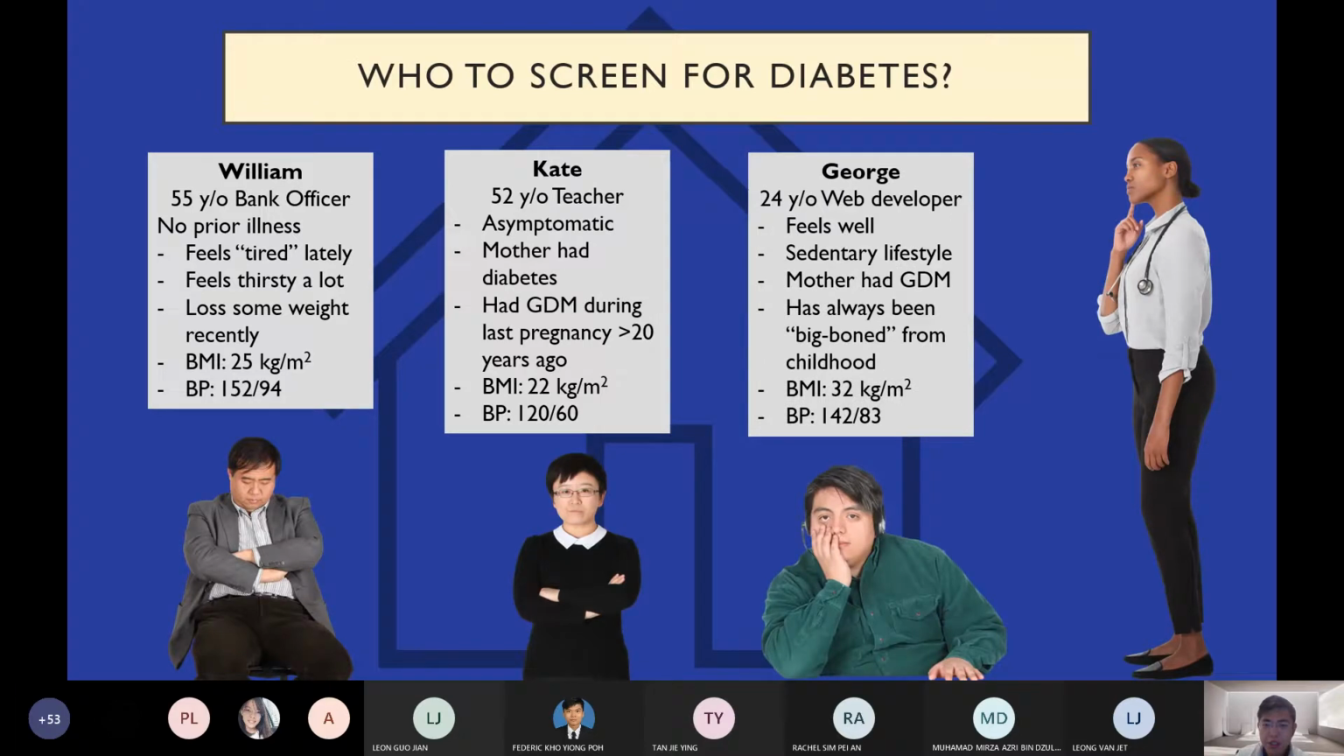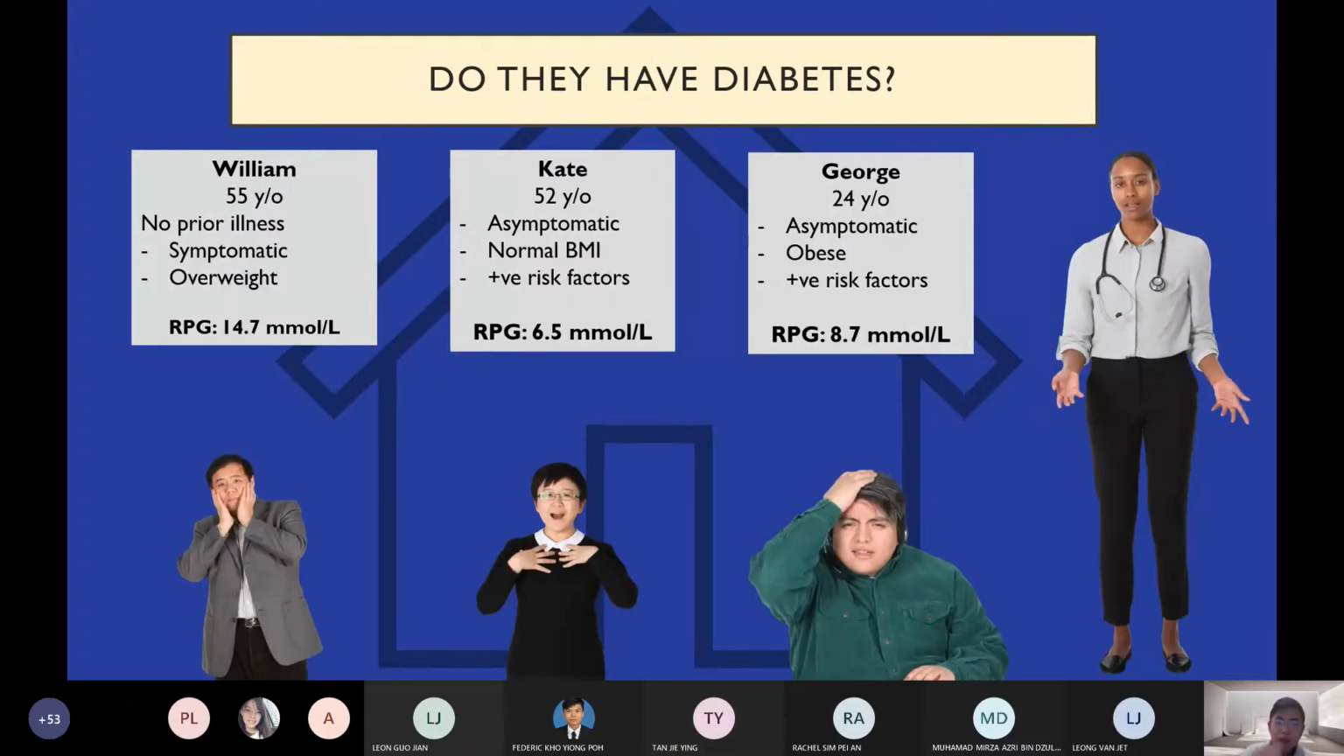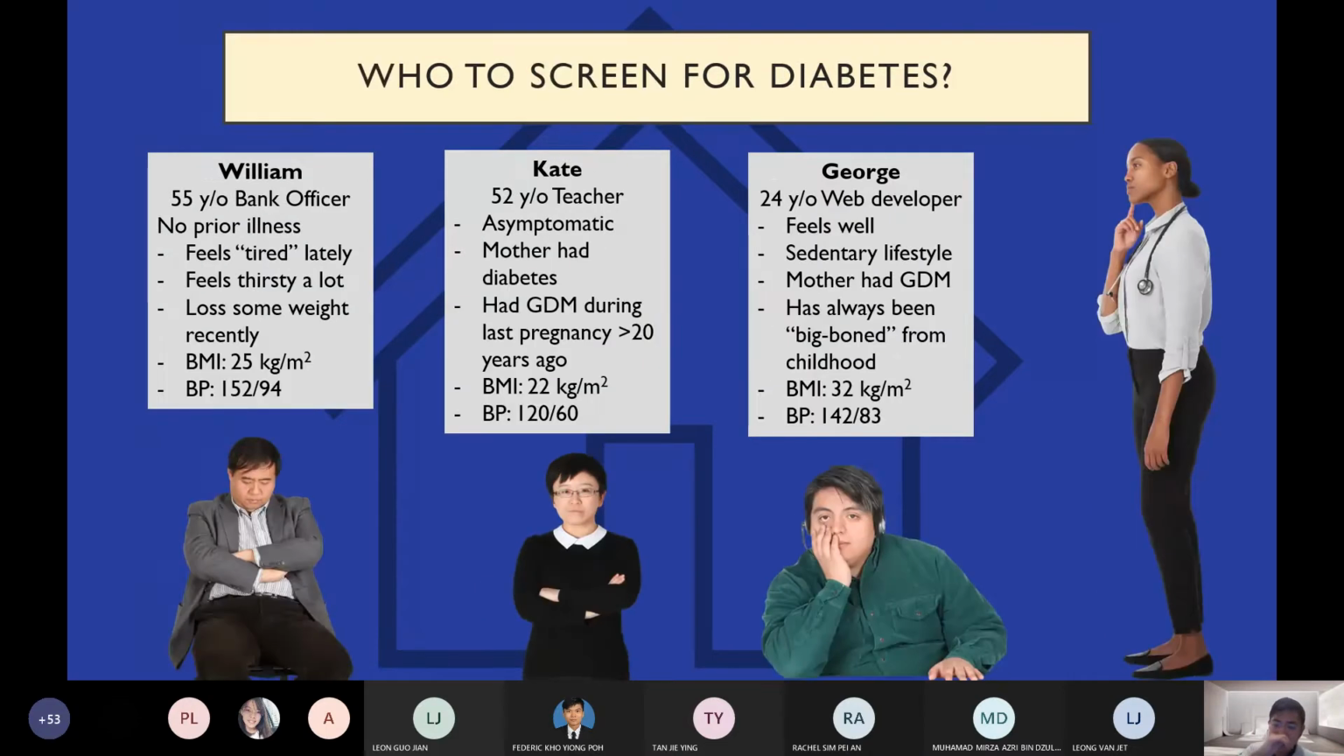Thirdly, we have George, a 24-year-old young web developer. He feels completely well. He's just your typical young guy in his 20s who leads a pretty much sedentary lifestyle. His mother, Kate, had GDM, and he has always been told that he's been big boned since childhood. His BMI is 32 kilograms per meter square, and his blood pressure is 142 over 83. Okay, so who do we screen for diabetes?